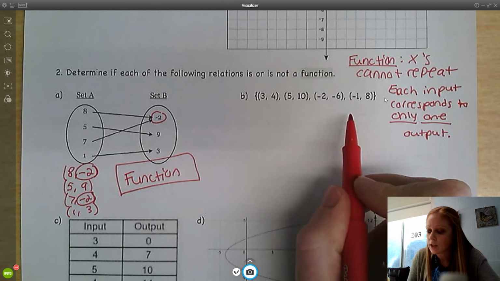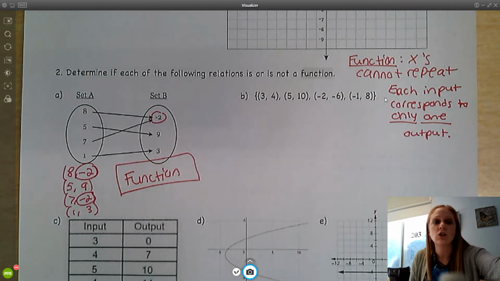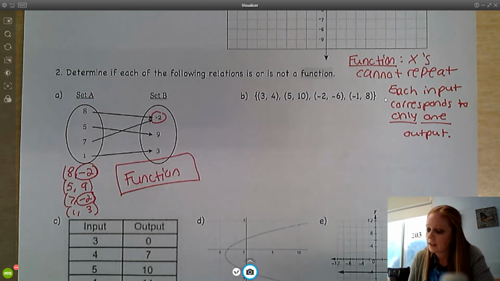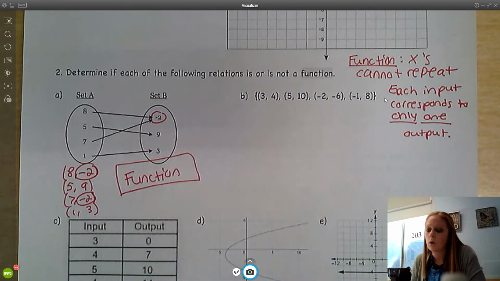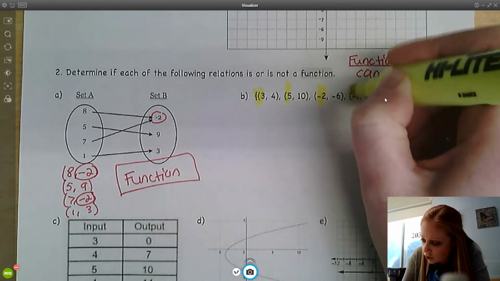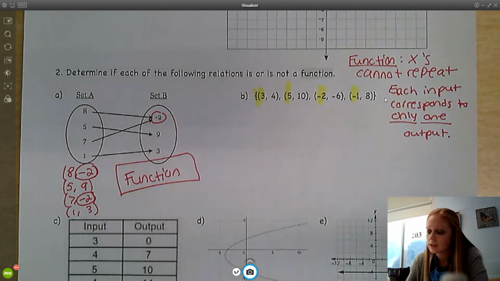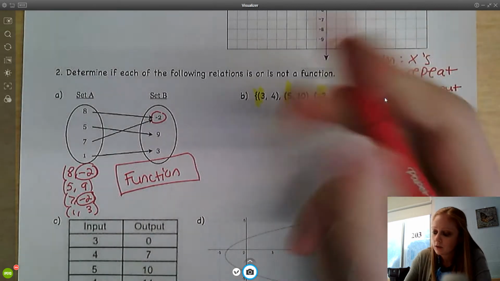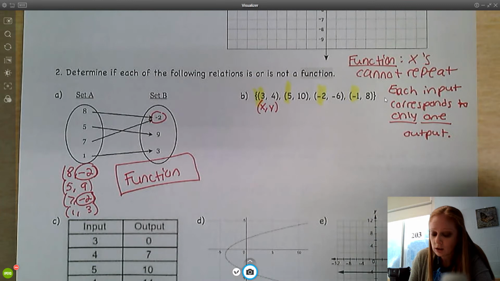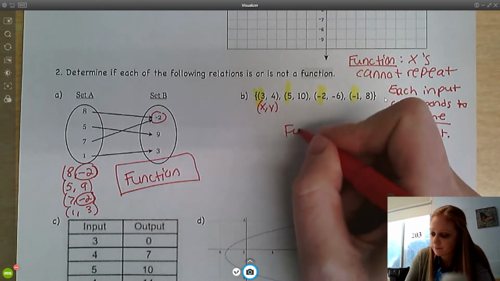Okay, now we have a set of points. So let's look at just the x-coordinates. We want to see if each input is paired with just one output. So the x's can't repeat. 3, 5, negative 2, and negative 1 are our x-coordinates because it goes x comma y. Remember, x and then y. So let's see, none of them are repeating, so that means yes, it's a function.